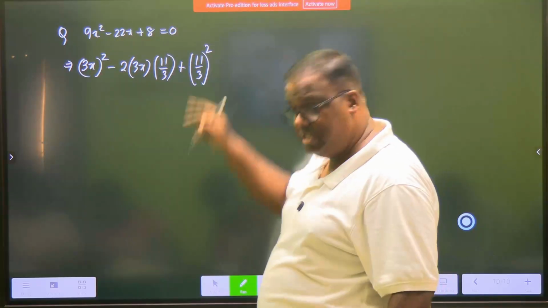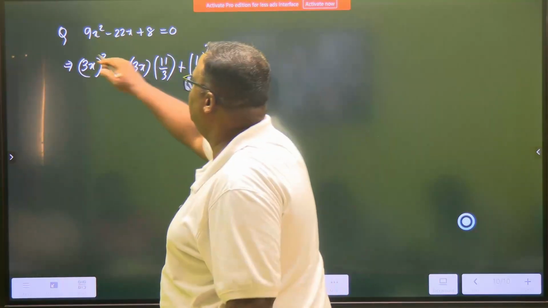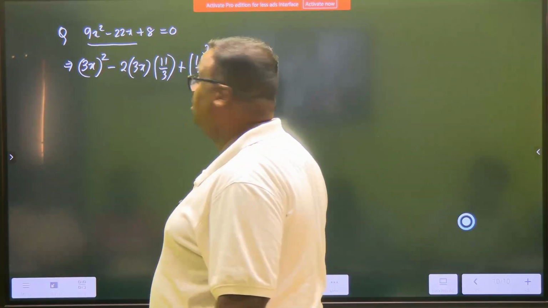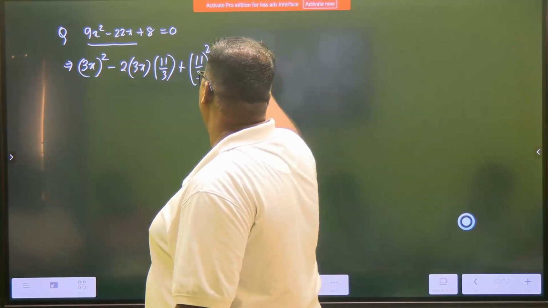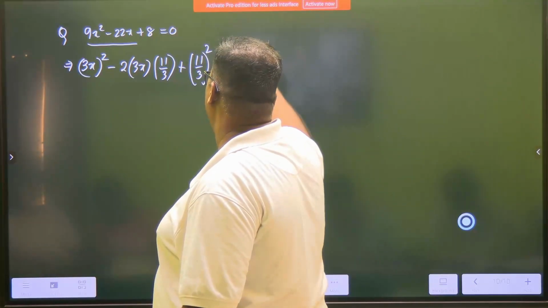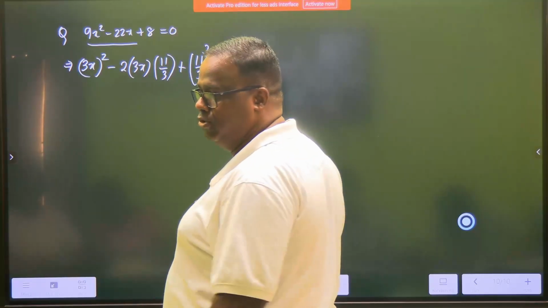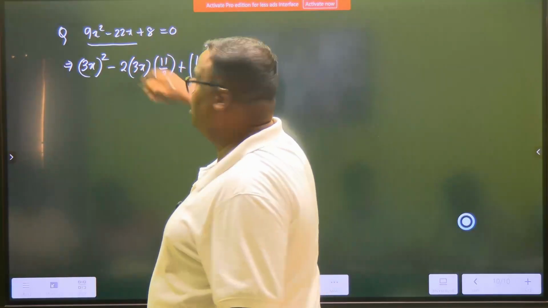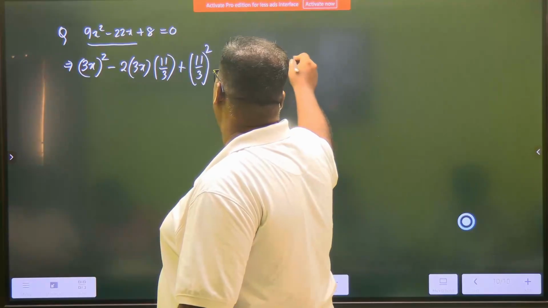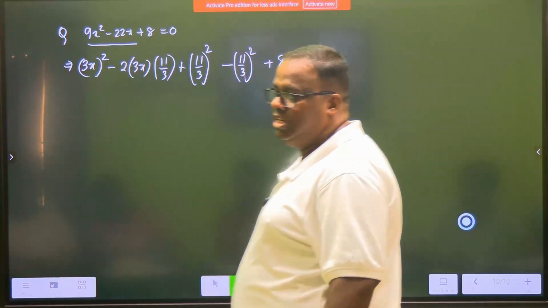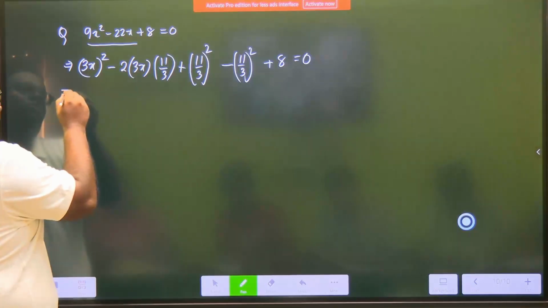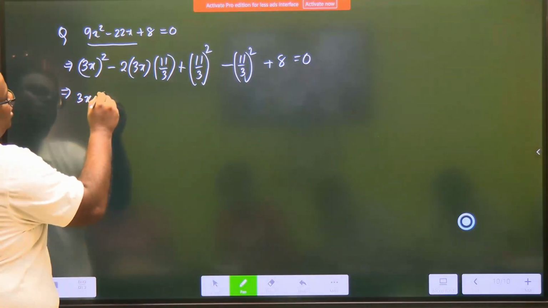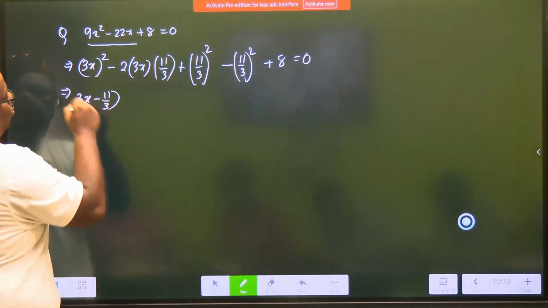The kebab mein haddi. You have matched it till here. This one is now removed: 11 by 3 whole square. No more fault. 8 was there, bring your 8. After that, if you are weak in simplification, only then you will make a mistake. Let's do it. So this becomes 3x minus 11 by 3 whole square.